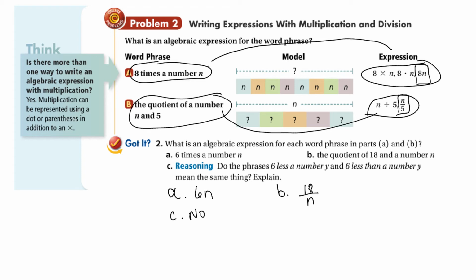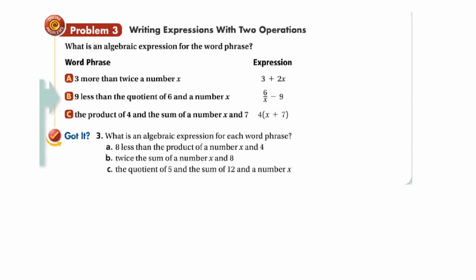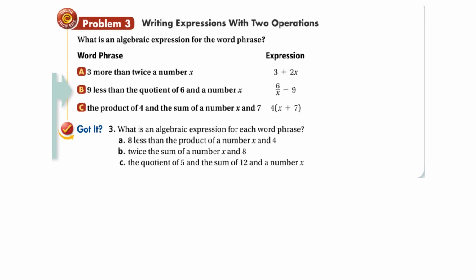No, 6 less a number y would be 6 minus y. 6 less than a number y would be y minus 6. That than being the key word. We are now at problem 3, writing expressions with 2 operations. Example A, 3 more than twice a number x, 3 plus 2x.